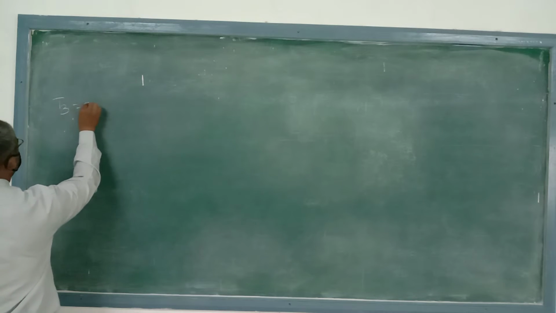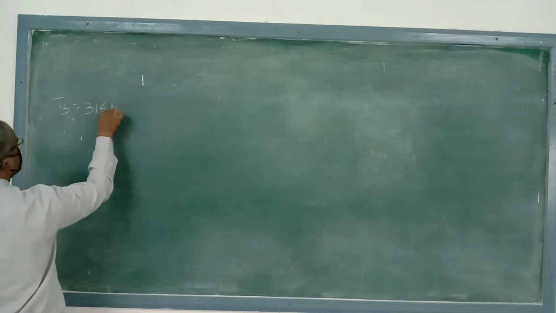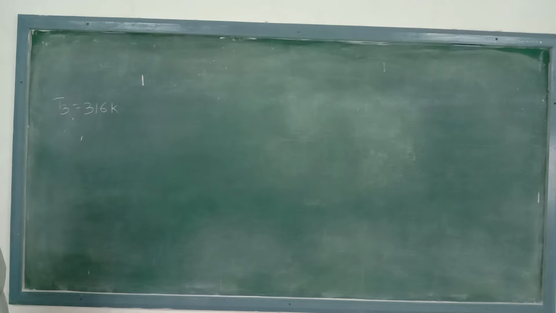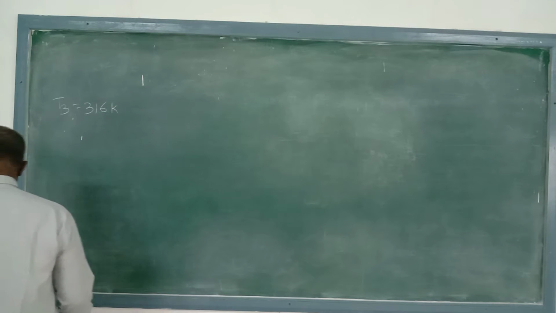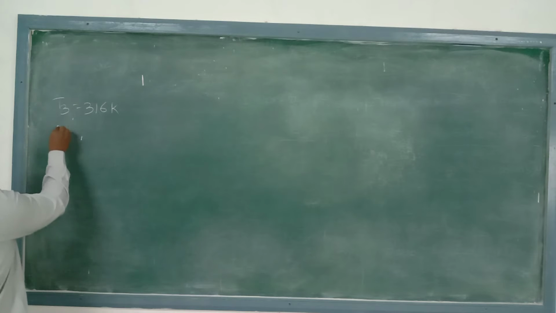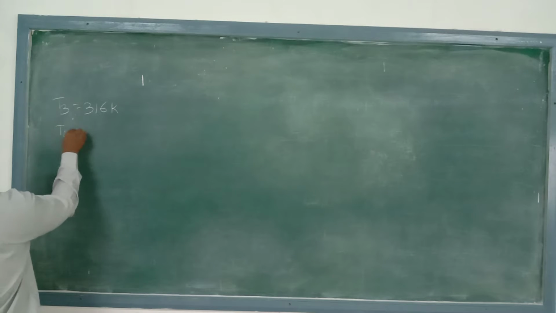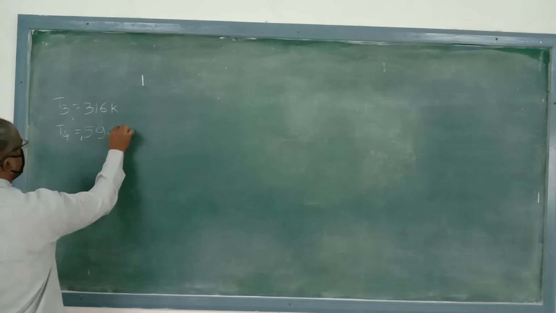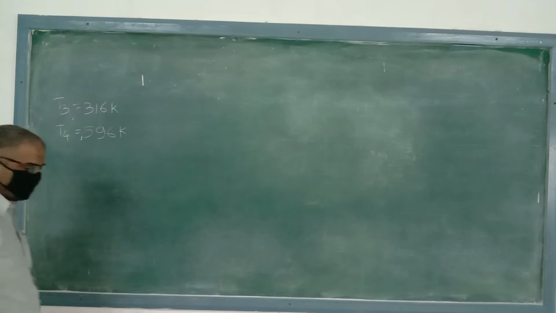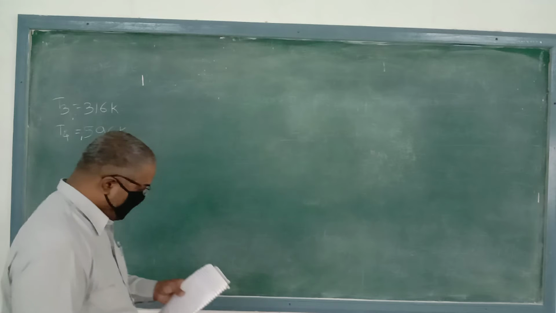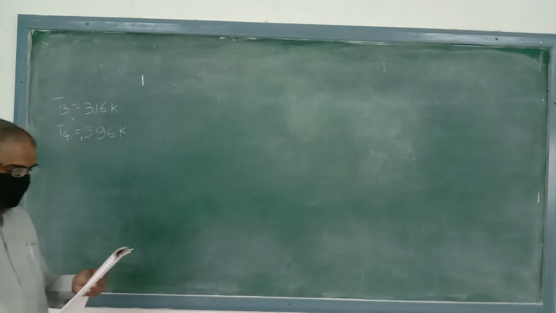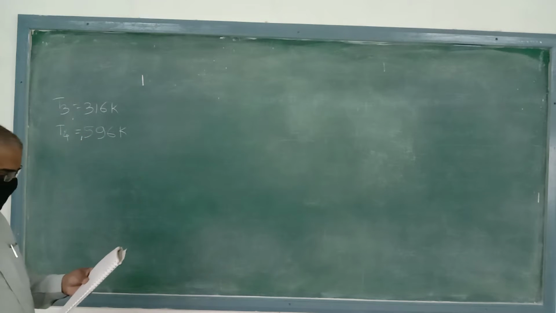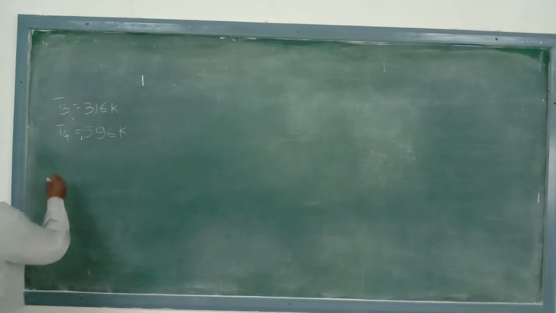which is 316 Kelvin, and at the end of isentropic compression they have given 596 Kelvin. Now, next they have mentioned take gamma is equal to 1.4.